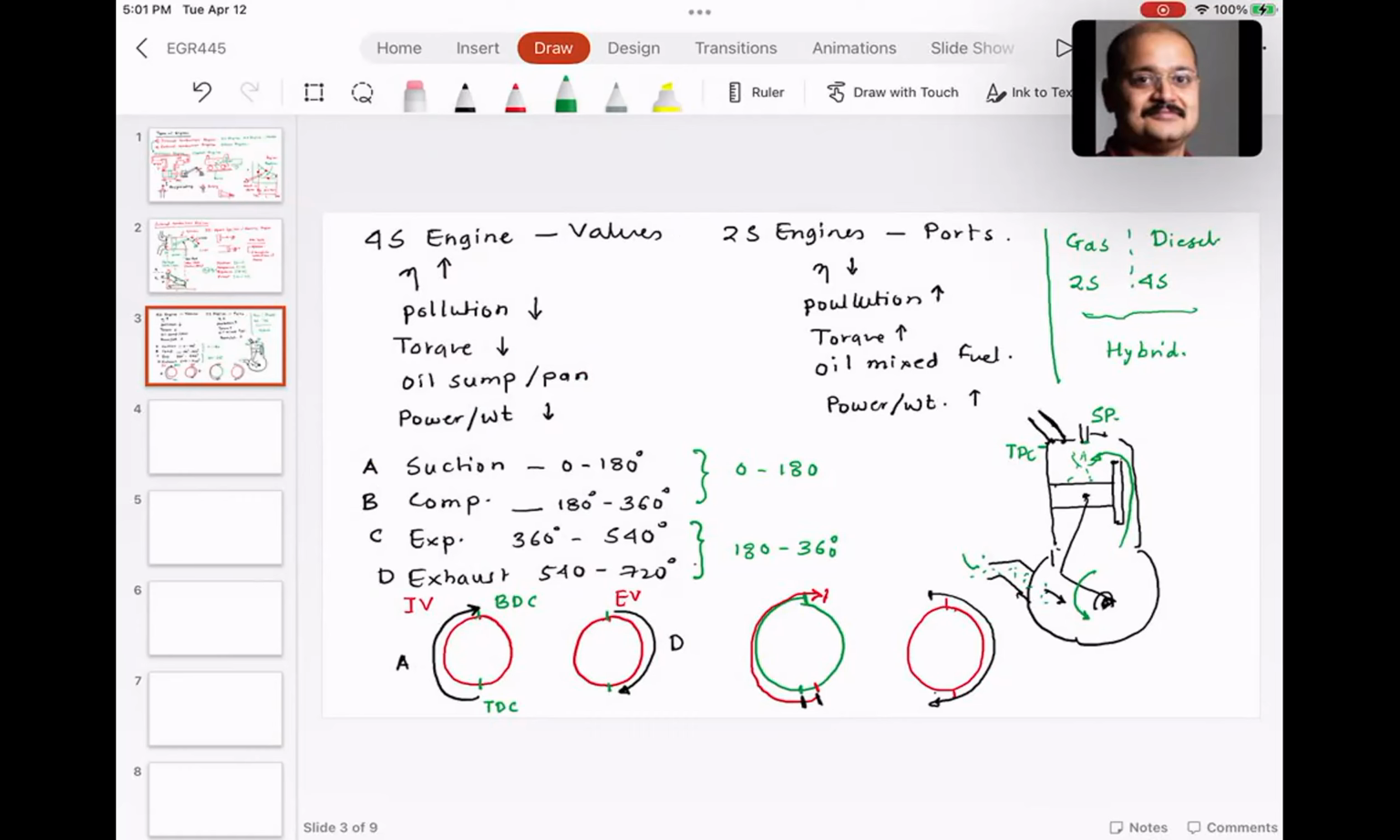Okay. Now, what we are going to do is start the design principles of the single cylinder engine. Any questions, conceptual questions on how engines work? What are the different approaches for engine design?